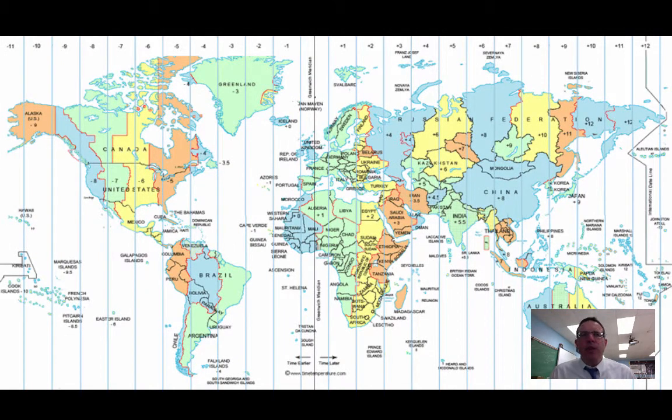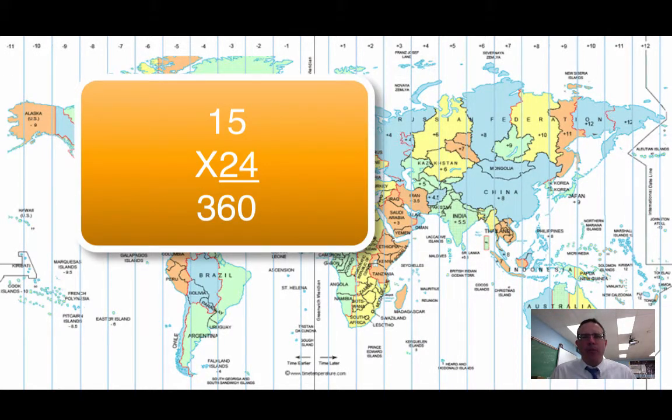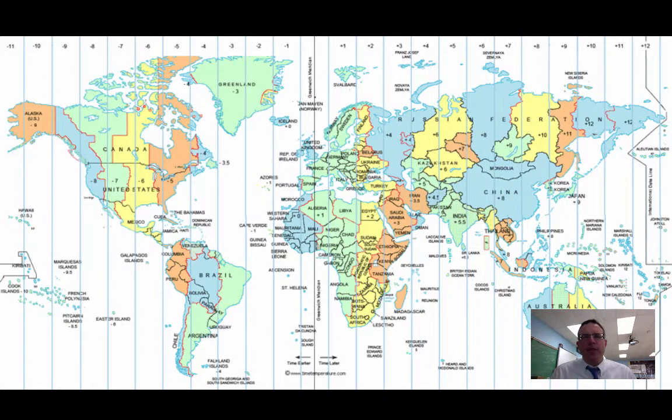We should know that the Earth rotates at 15 degrees per hour. And if you take 15 and you multiply it by 24, you get 360 degrees, which is a complete circle. So that shows you that there's 24 time zones on the Earth. This is an example of a time zone chart, and you can look at different ones, and some of them are set up slightly different.